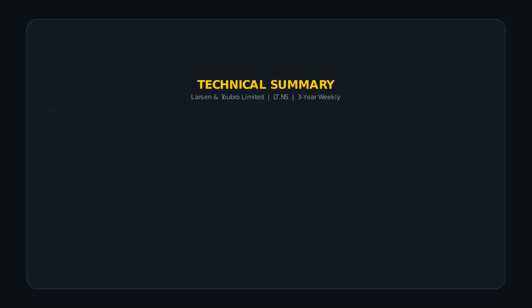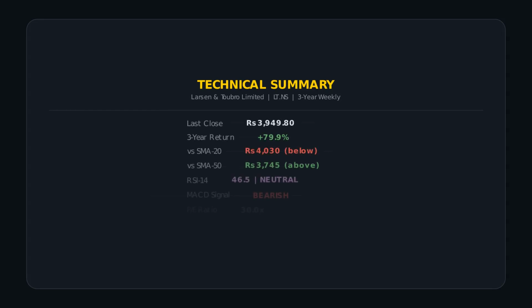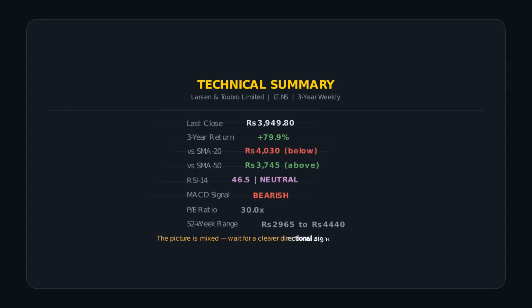Here is the complete technical summary for Larsen Toubro Limited. The stock has returned plus 79.9% over 3 years. RSI is 46.5, neutral. MACD is bearish. Price is above the 50-day moving average. The picture is mixed. Wait for a clearer directional signal before acting. Remember, this is math. Every number here has a formula behind it.